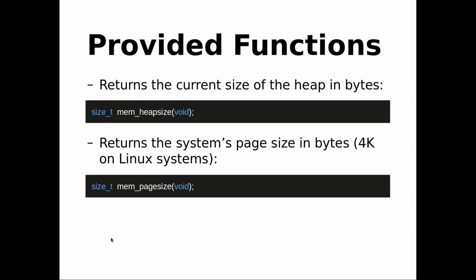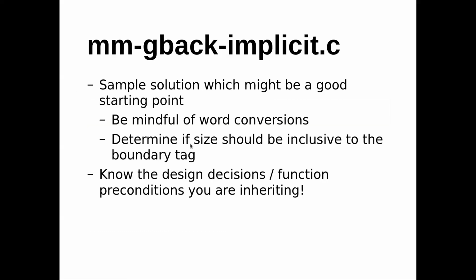And then we have some more. Mem-heap-size returns the size of your live heap. And then mem-page-size returns the system page size in bytes, 4K by default on Linux systems, although I have seen it different on other machines, I think. So those are all the provided functions. This is what we talked about a bit earlier, mm-gback-implicit.c, a sample solution, which might be a good starting point.